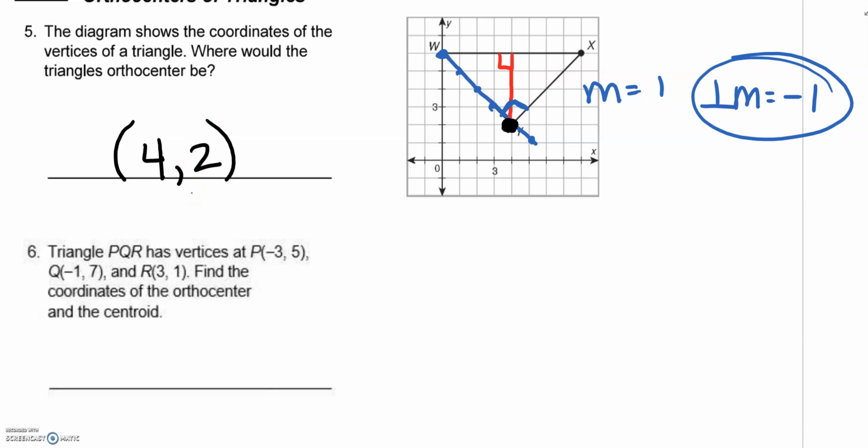And if I think about this, that actually makes a lot of sense, because if I look closely, this is a right triangle. And what we learned about orthocenter is that if it's on a right triangle, it's going to be at the vertex of the right angle of that triangle.